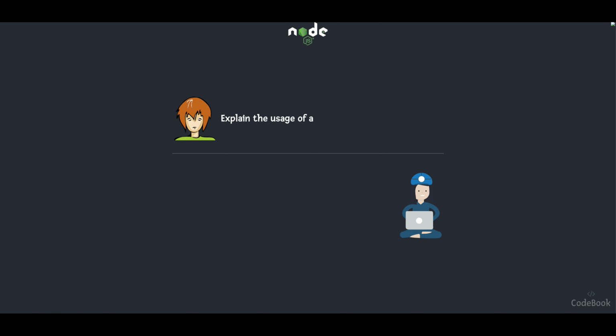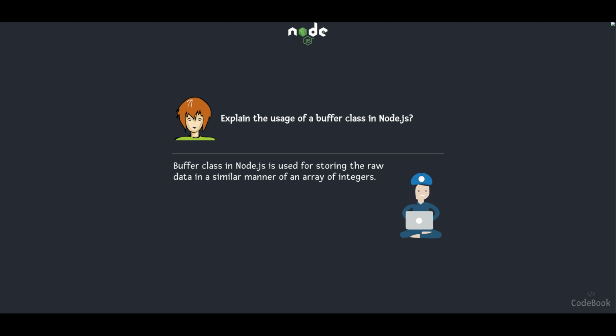Explain the usage of a buffer class in Node.js. The Buffer class in Node.js is used for storing raw data in a similar manner to an array of integers. But it corresponds to a raw memory allocation that is located outside the V8 heap.